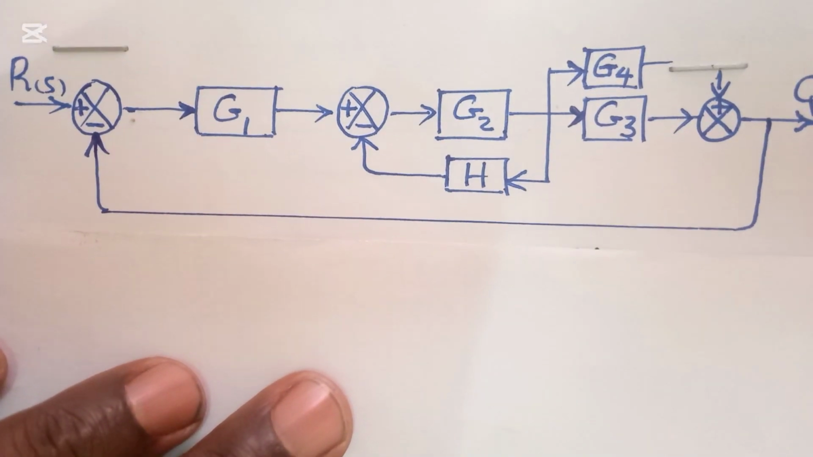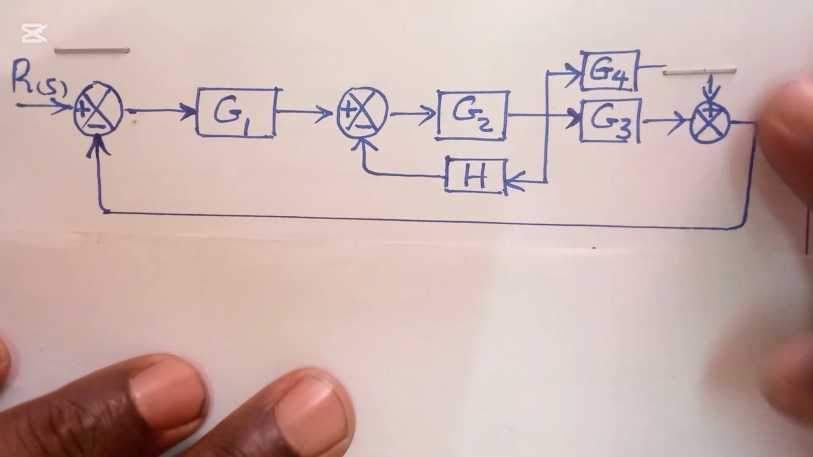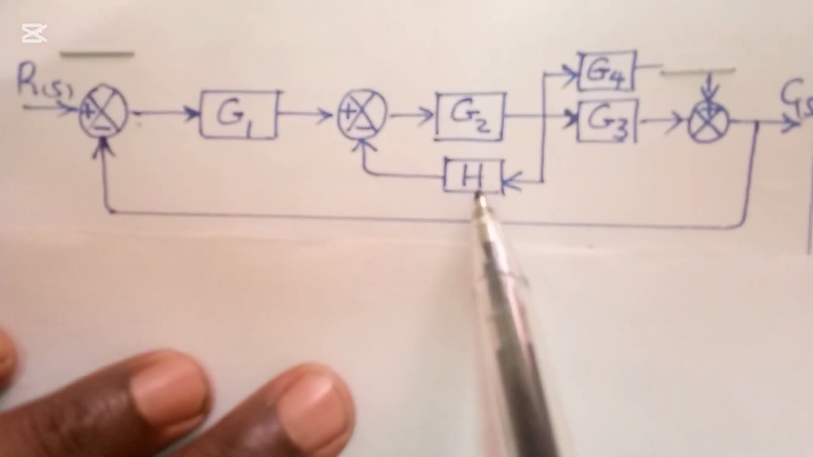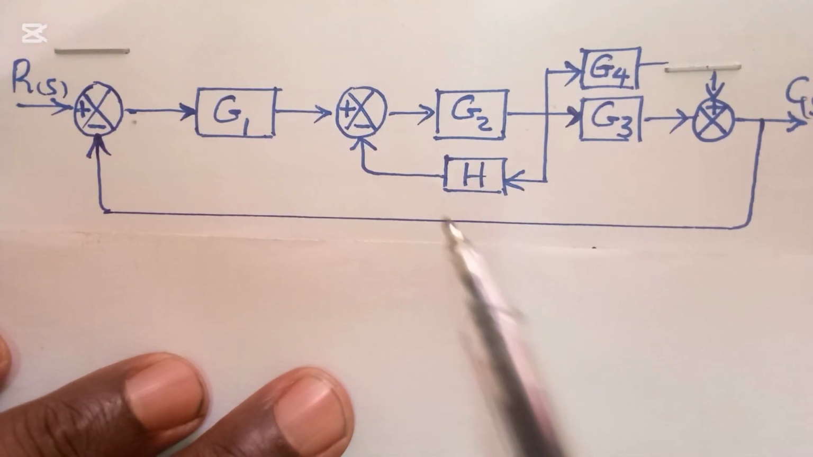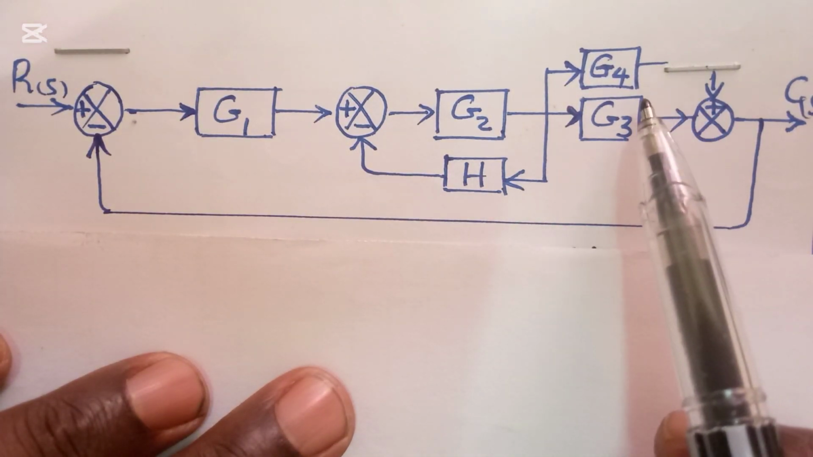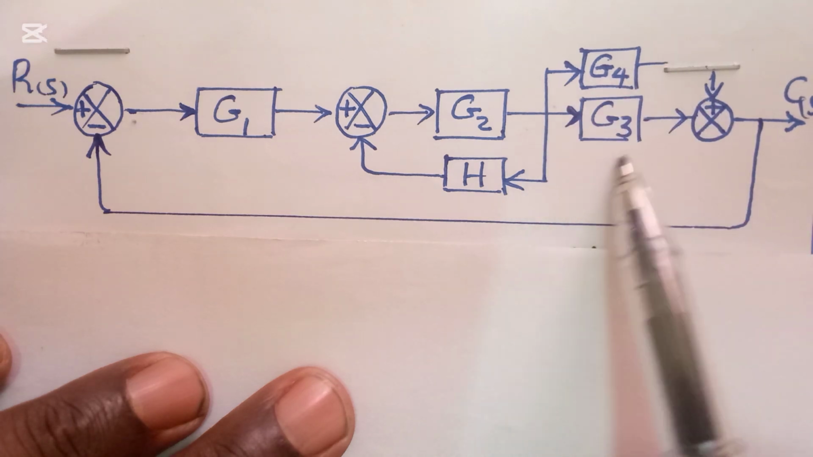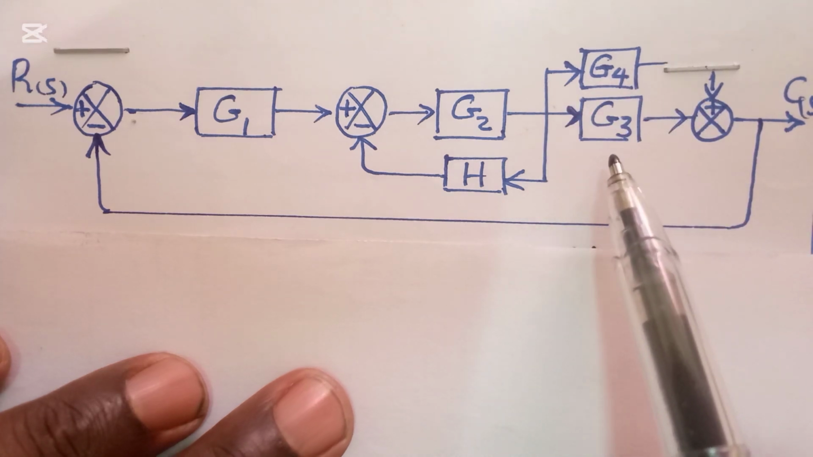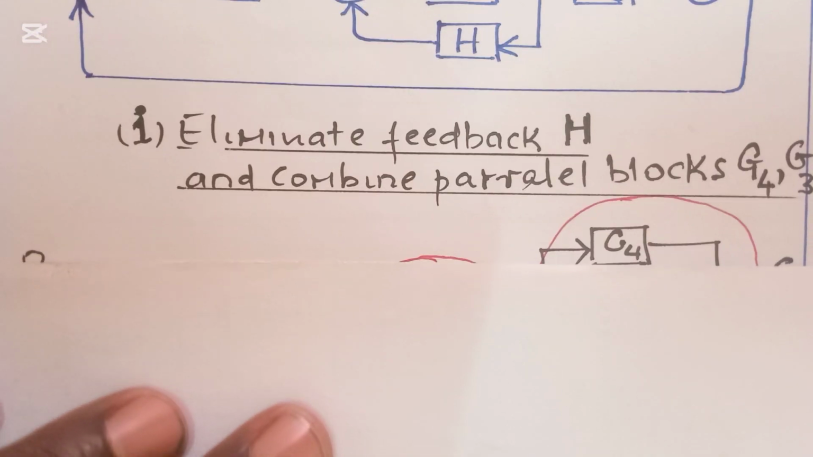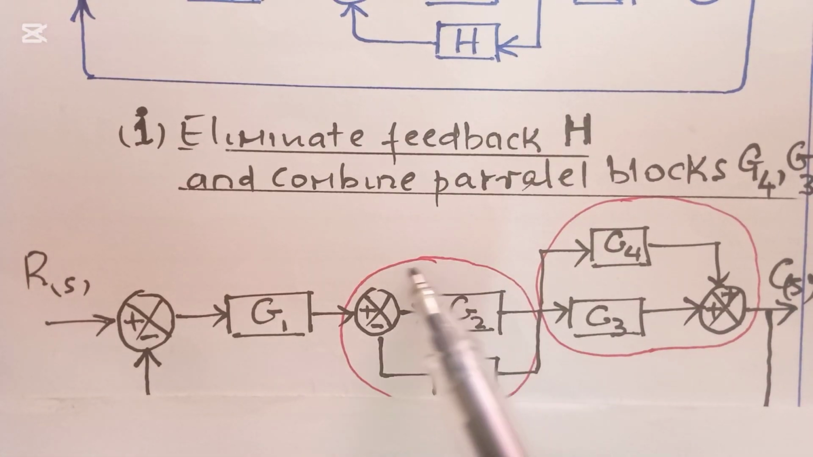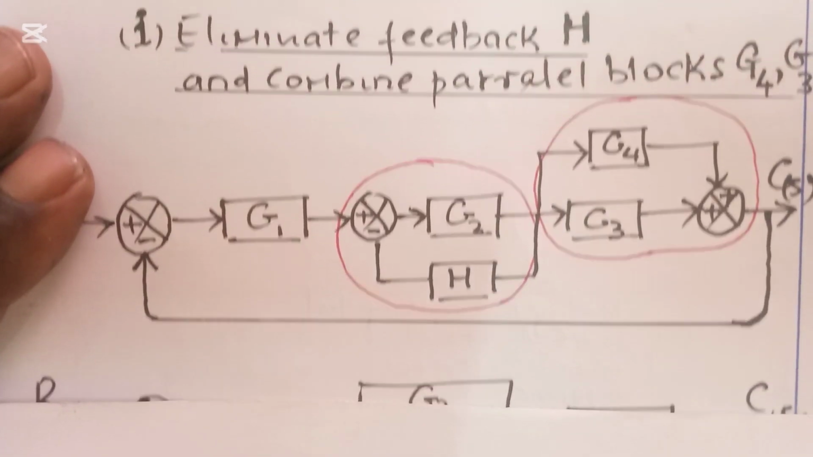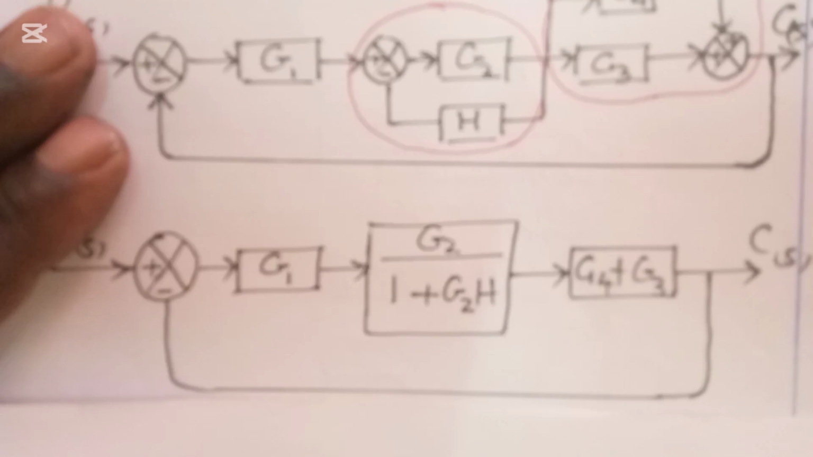Guys, the first thing we are going to do is eliminate the feedback, that is, the feedback which goes through H, and also combine these two blocks to make one block. That's what I have done. As you can see here, I have eliminated that and that, and that gives us these results.